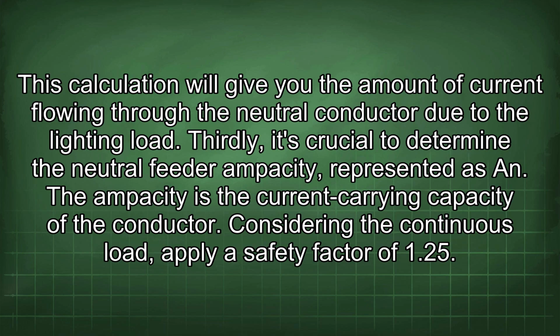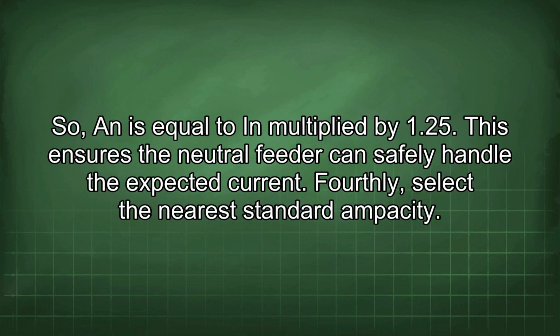Thirdly, it's crucial to determine the neutral feeder ampacity, represented as IN. The ampacity is the current carrying capacity of the conductor. Considering the continuous load, apply a safety factor of 1.25. So IN is equal to IN multiplied by 1.25. This ensures the neutral feeder can safely handle the expected current.